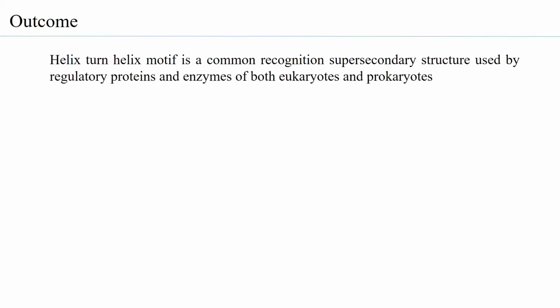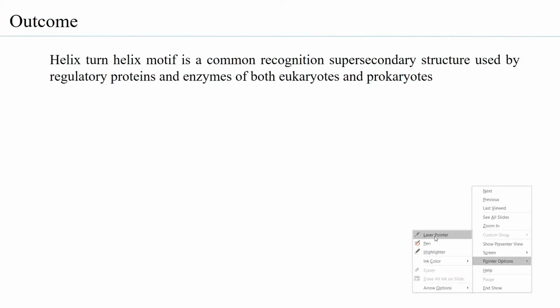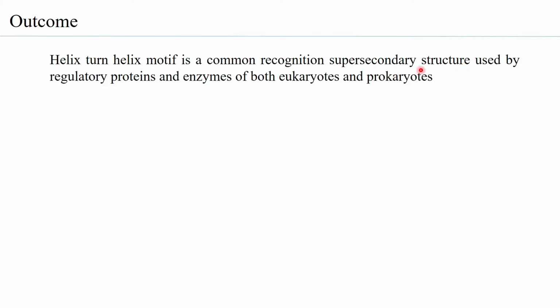So let us look at the outcomes of the session. The helix turn helix motif is a common recognition super secondary structure. When you have more than one secondary structure coming together to form a motif, that is called a super secondary structure. These super secondary structures are used by regulatory proteins as well as by enzymes of both eukaryotes and prokaryotes. So you find such super secondary structures having the affinity to bind to nucleic acids, be it DNA or RNA, and these are part of proteins which are either regulatory or function as enzymes.